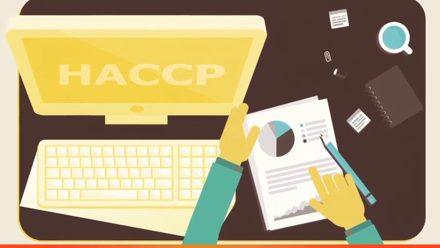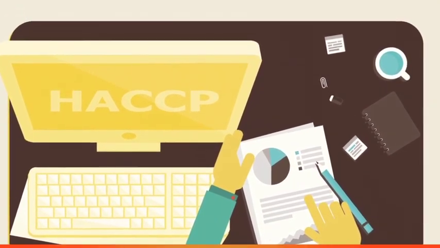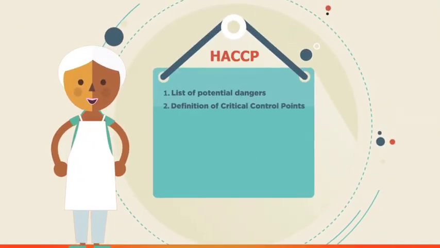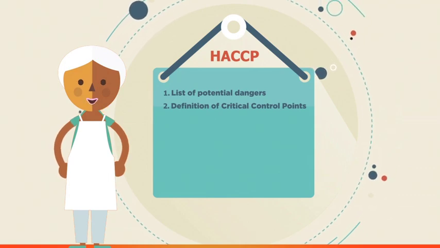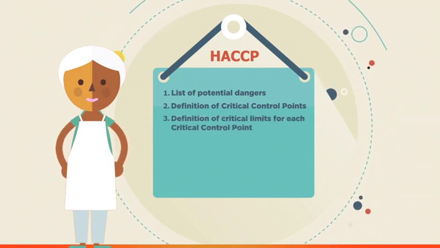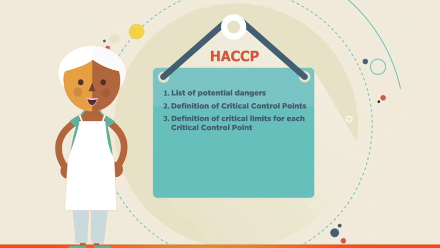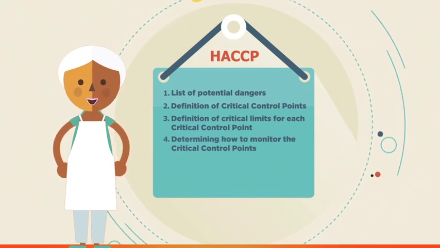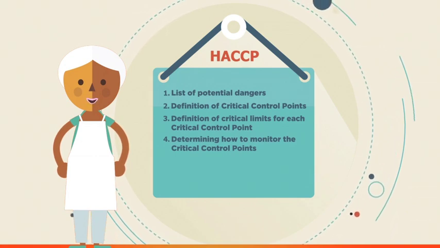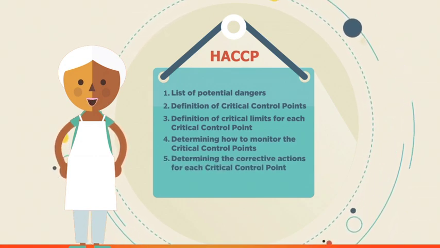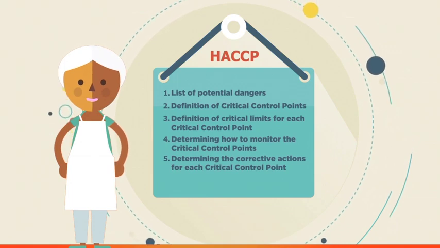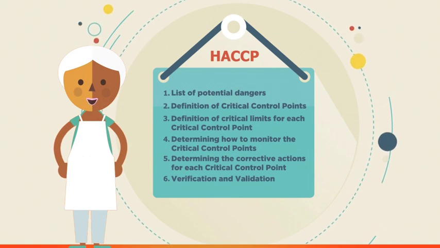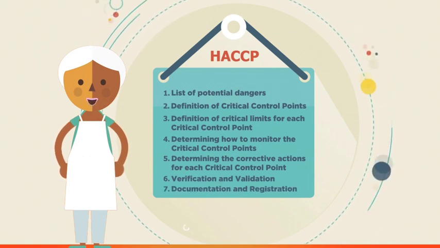Now you know the 7 principles of HACCP. Let us summarize. 1. List of potential dangers. 2. Definition of critical control points. 3. Definition of critical limits for each critical control point. 4. Determining how to monitor critical control points. 5. Determining the corrective actions for each critical control point. 6. Verification and validation. 7. Documentation and registration.